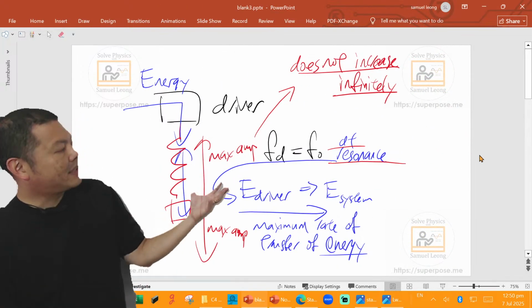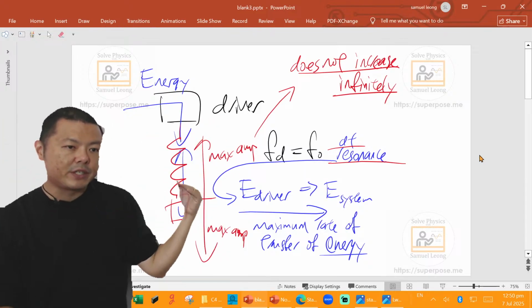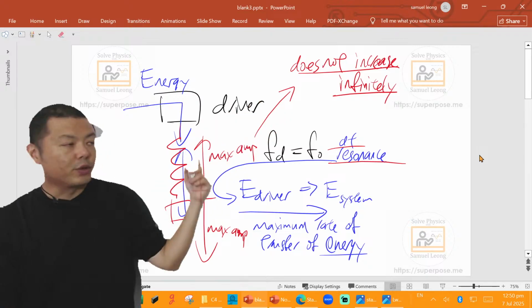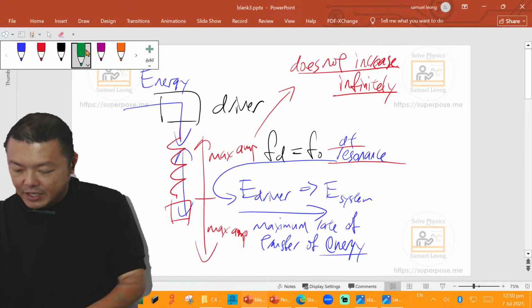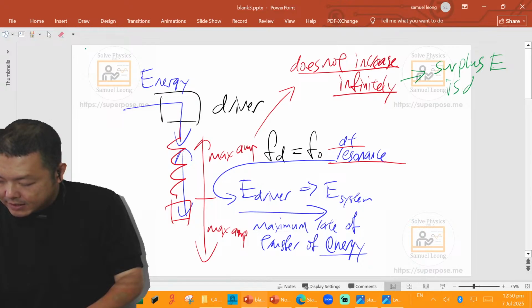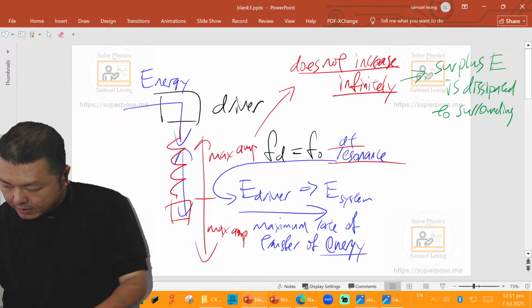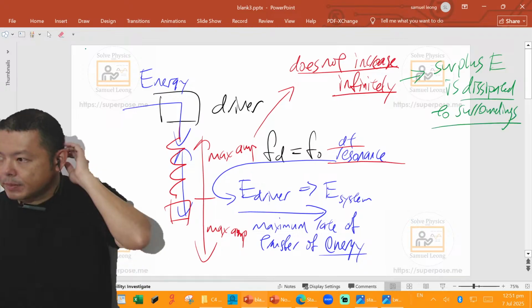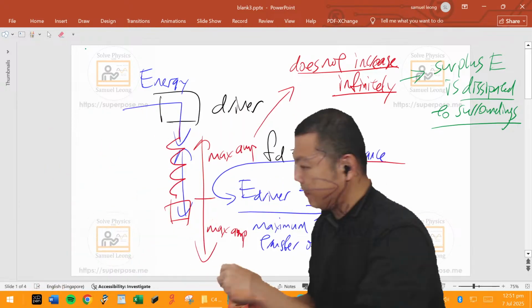Just take note, in real situations, there's always dissipation of energy to the surroundings. So it doesn't increase infinitely because any surplus energy is dissipated to the surroundings.